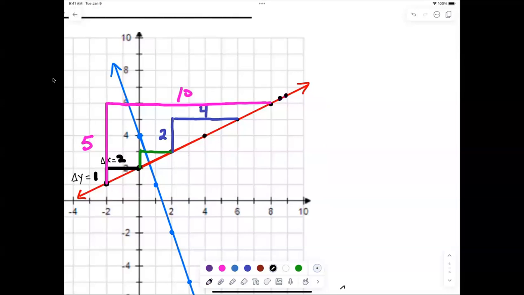1/2. Thank you for not daydreaming, right? It doesn't matter what 2 points I pick. The slope is always going to be what? 1/2. The slope of the line is always the same.